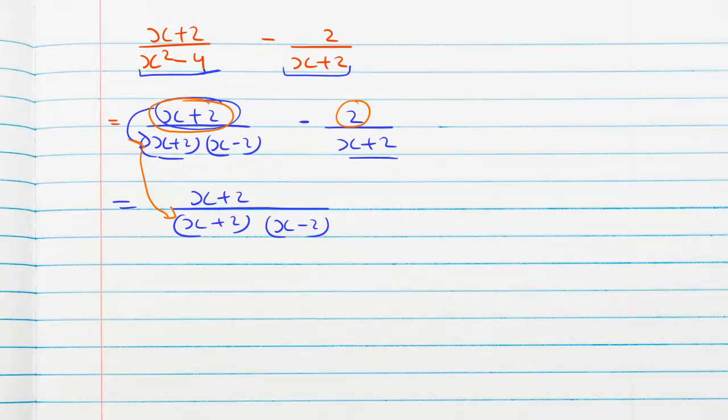But for this negative 2 right here, it was only x plus 2. Now we have x minus 2 as well. That is why we multiply this negative 2 with this x minus 2. Okay, x minus 2, and now we will simplify it.